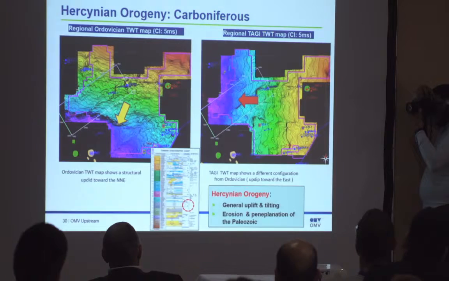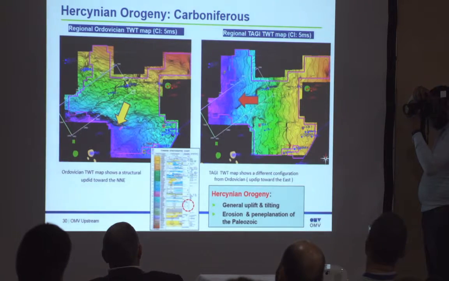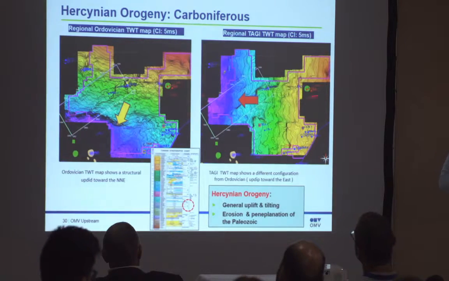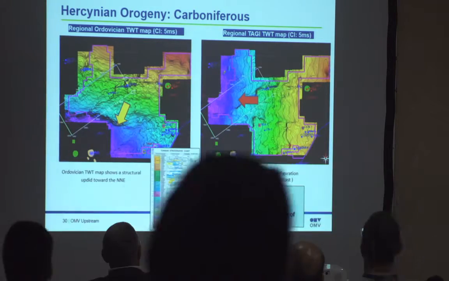General uplift of the Rdems basin, which is associated with some erosion and peneplanation of the Paleozoic section. And you can see before, the deepening was toward the southwest. Now we have a deepening toward the west. So we have an inversion at the Borma fault splay, and this is caused mainly by this Hercynian orogeny.